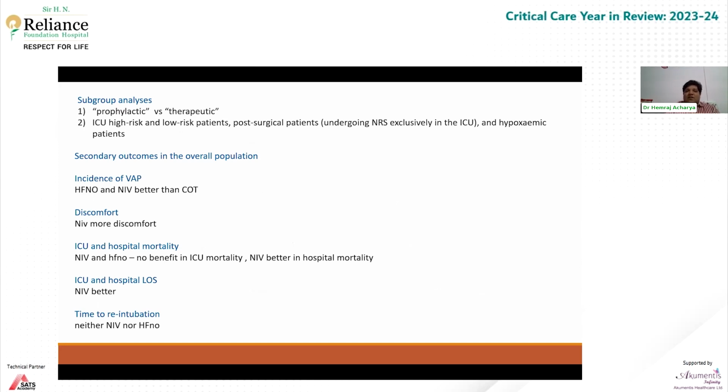Secondary outcomes they have discussed in the overall population. In the incidence of VAP, they have noted that HFNC and NIV were better than conventional oxygen therapy. In the matter of discomfort, NIV was giving more discomfort to the patient. For ICU and hospital mortality, they have said that NIV and HFNC have no benefit in ICU mortality, but NIV is better in hospital mortality. ICU and hospital length of stay, NIV is better. In patients who are getting re-intubation, neither HFNC nor NIV was helping out.